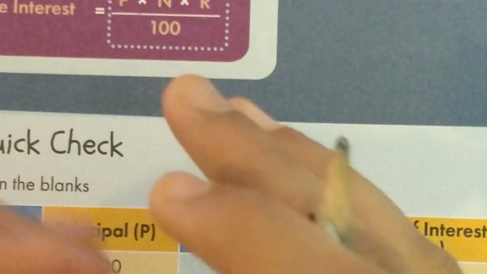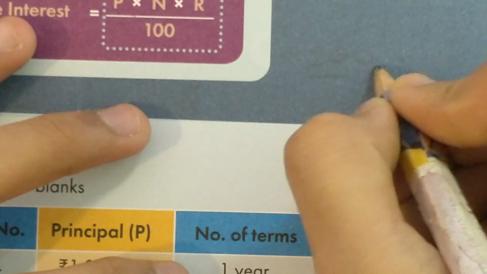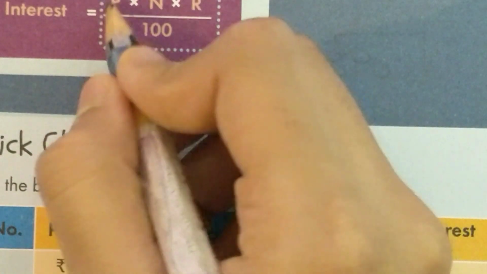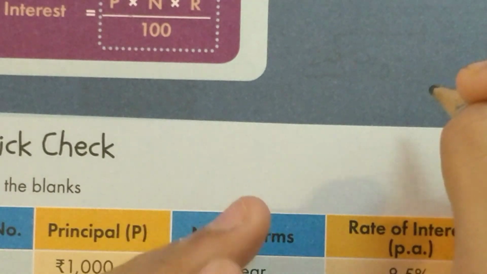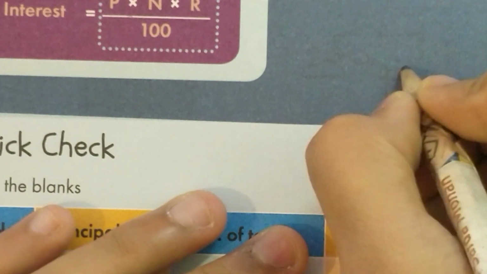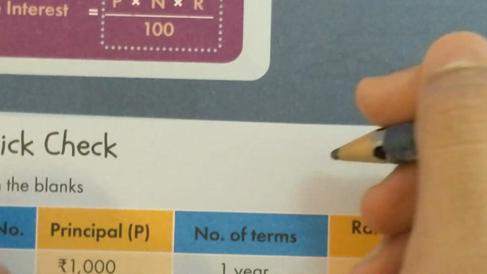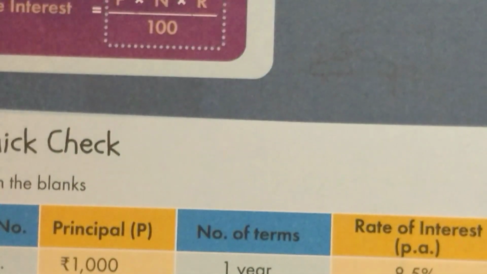So the principal amount is what you decide to put in a bank, say 20,000. The 20,000 you put in the bank is called the principal, and the number of years or terms that you keep the money in the bank we'll denote with the letter N. And R, what is R? It's the rate of interest, like 5% interest, 1% interest, 2% interest. Okay, so we'll be learning that too.